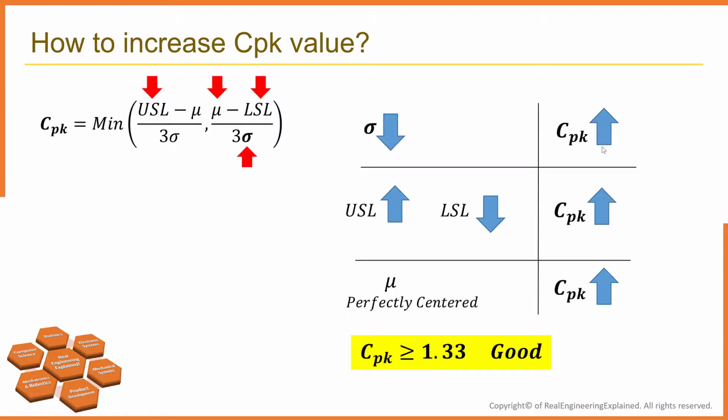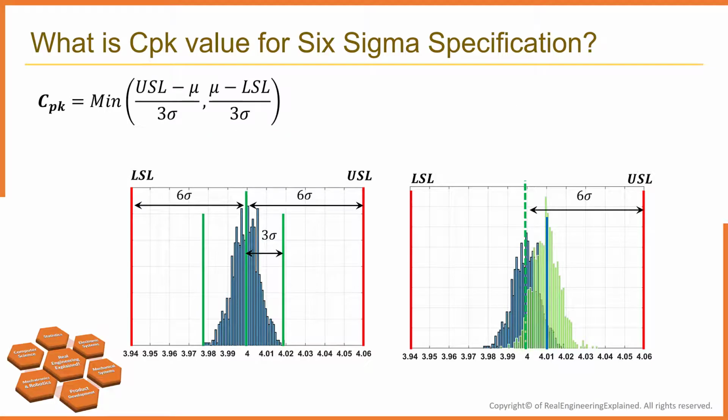In general, a CPK of more than 1.33 is considered good, which is a 4 sigma specification. For a 6 sigma specification, in the mean-centered process, the CP and CPK values are equal to 2. Now assume over time the process mean is shifted 1.5 sigma to the left or to the right.